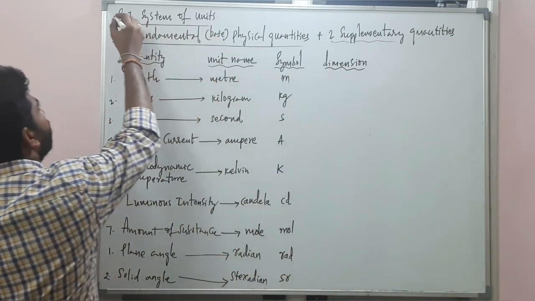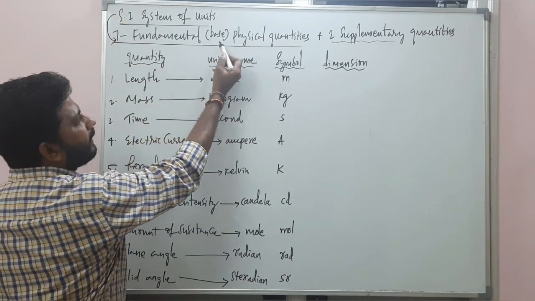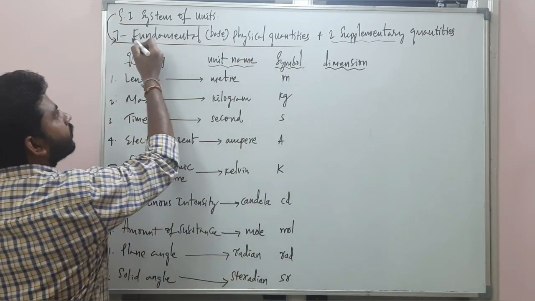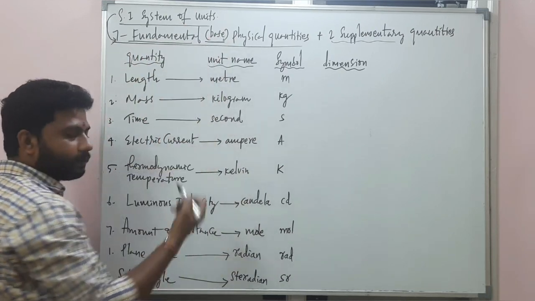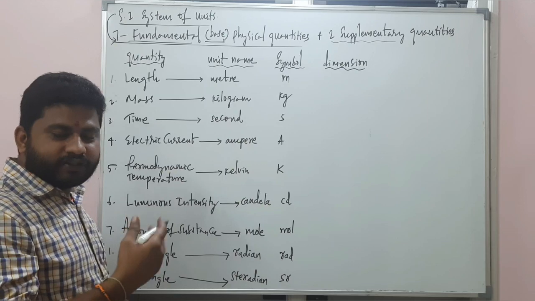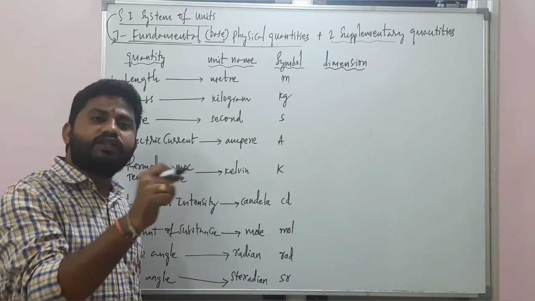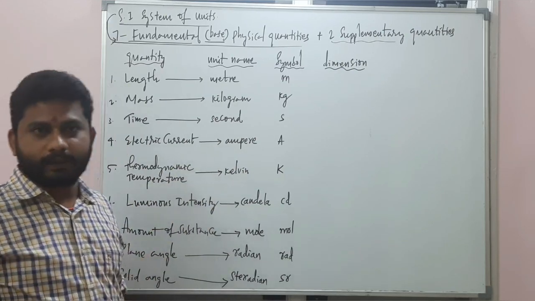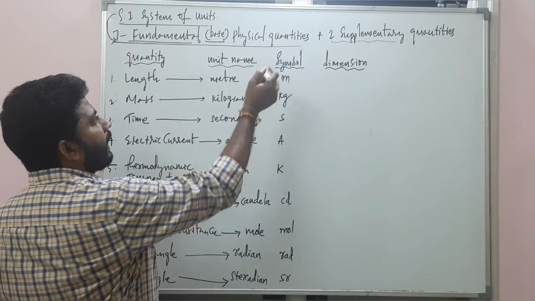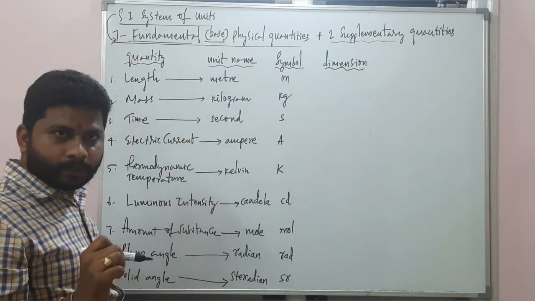In the SI system of units, there will be 7 fundamental or base physical quantities. Do not get confused with the words fundamental or base. Both are the same. Which among the following is a base physical quantity? That means which among the following is a fundamental physical quantity? No confusion at all. And 2 supplementary physical quantities are also there.